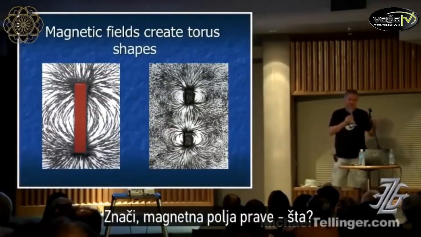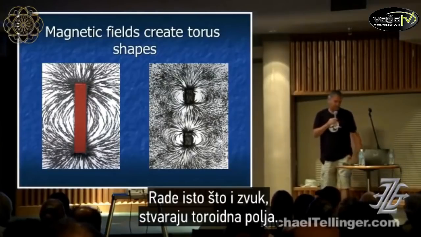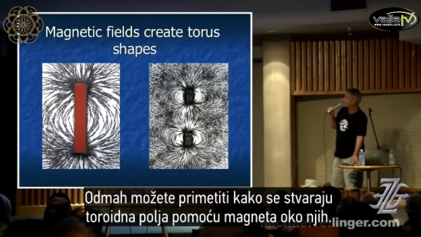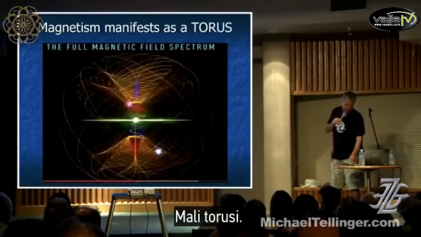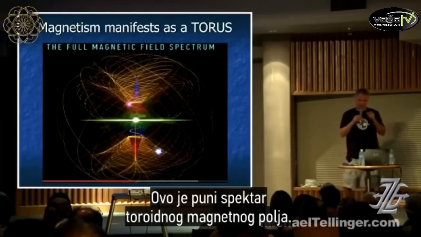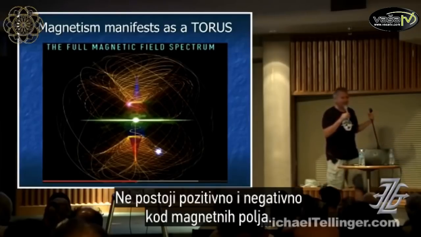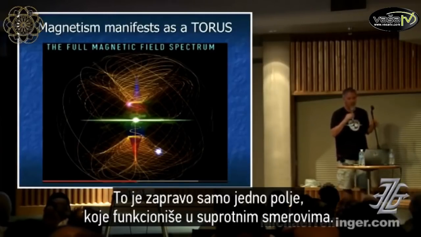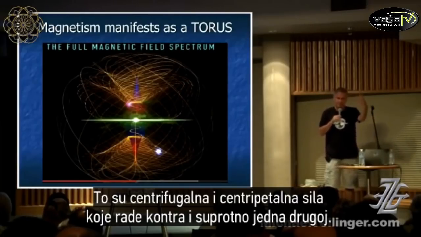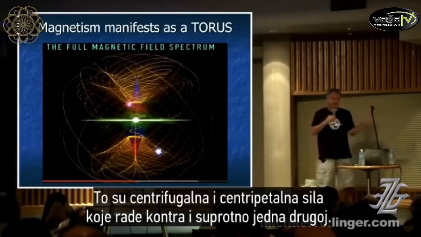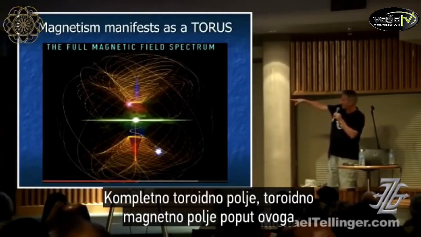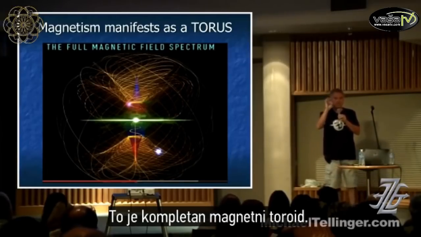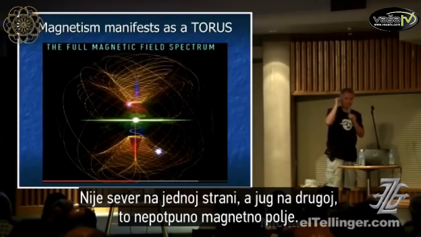Fantastic. So magnetic fields do what? They do exactly what sound does. They create toroidal fields. If you do this, you immediately see the toroidal fields being created by magnets around them, little toruses. And this is a full magnetic field, toroidal field spectrum. It's both positive and negative on both sides. There is no positive and negative in magnetic fields. This is where we've been incorrectly taught. It's actually just one field that works in opposite directions. It's centripetal forces that work against each other and oppose each other. The complete toroidal magnetic field like this has both positive and negative on both sides, so it both pushes and pulls from both sides. That's a complete magnetic toroid. It's not north on the one and south on the other. That's an incomplete magnetic field.